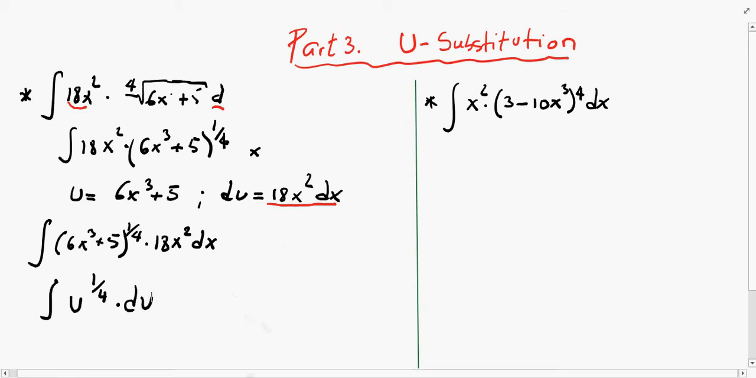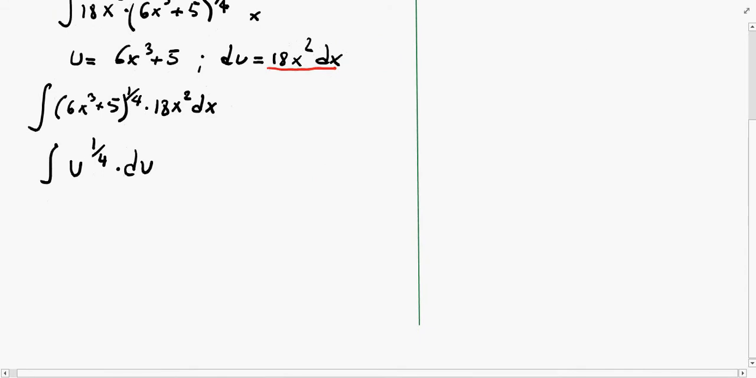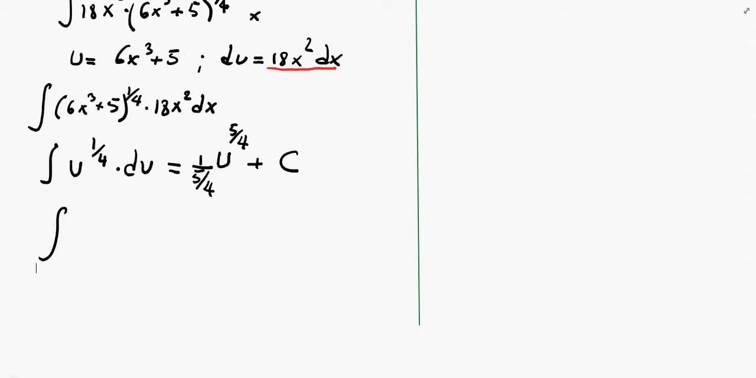So now let me make some room here. We're going to integrate this one. Integrating it, we have u, and increasing the power by 1 gives us 5/4, and 1 will be divided by the new power 5/4, plus the constant of integration. So now we can write our integral like this. This is almost our result.